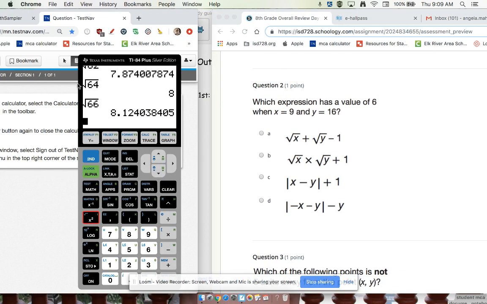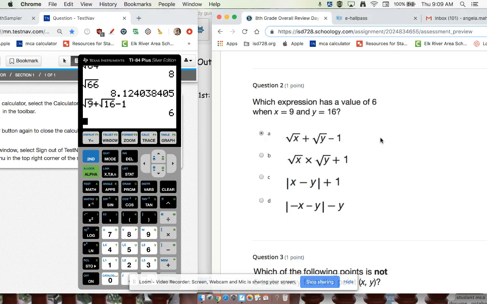So first one, the square root of x, which is 9, plus the square root of y, which is 16, get out of the square root, because if you do minus 1 in here, it's going to go 16 minus 1 and then square root it. So you want to make sure to get out of that square root sign. So I'm in it, press the arrow over to get out, and then minus 1, and that's 6. Oh, look at that. First one, that's awesome.